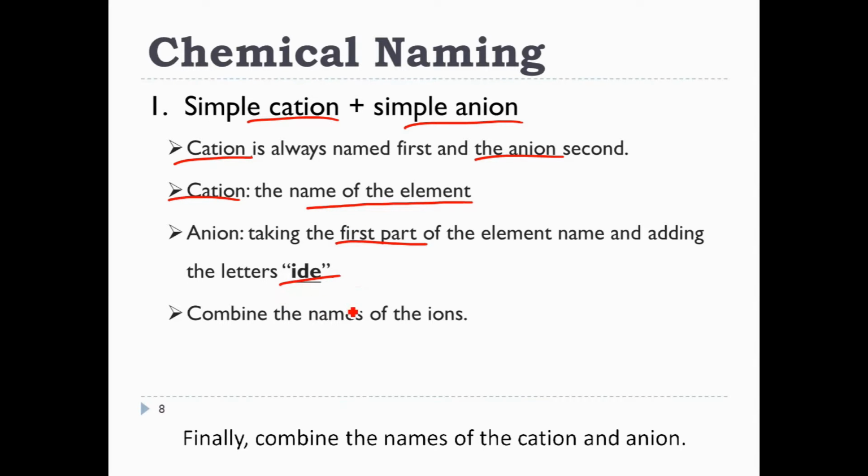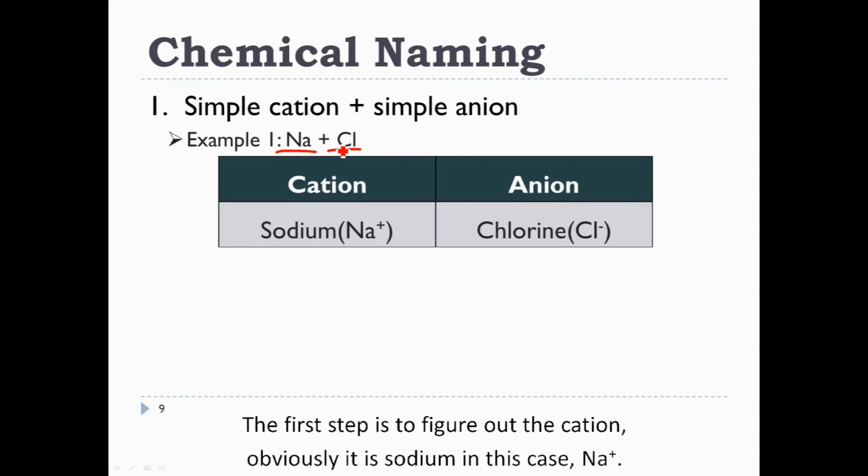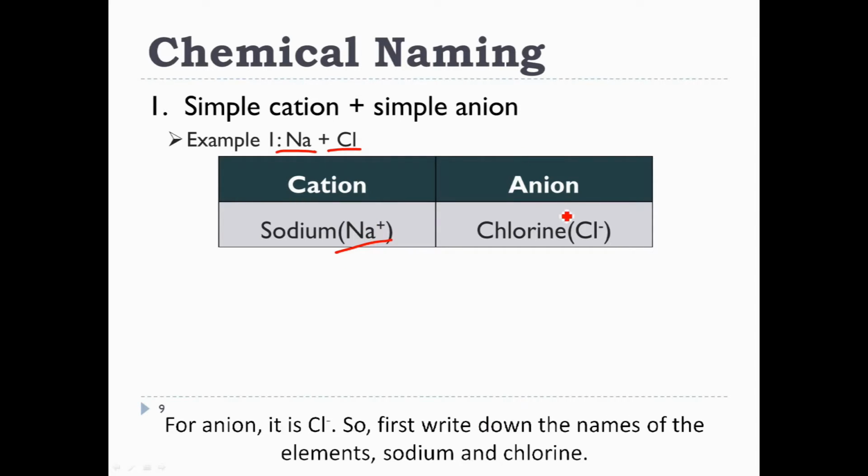Finally, combine the names of the cation and anion. Let us do some drilling exercises. The first one is Na+ Cl-. The first step is to figure out the cation. Obviously it is sodium in this case, Na+. For anion, it is Cl-.